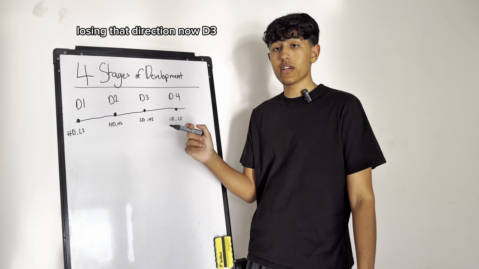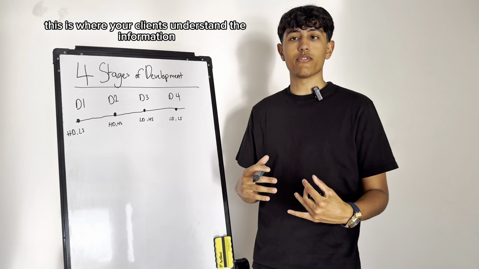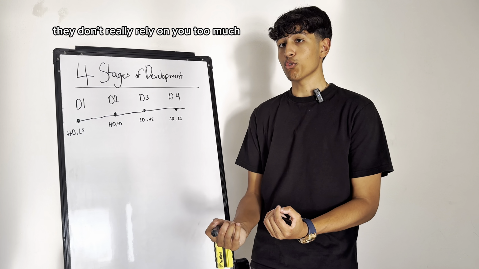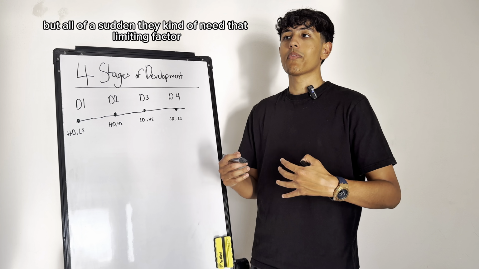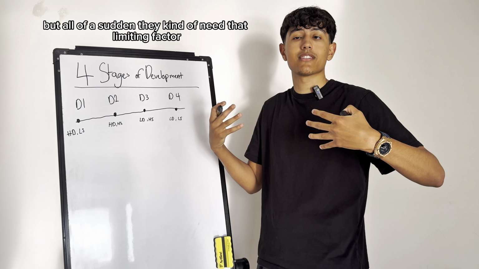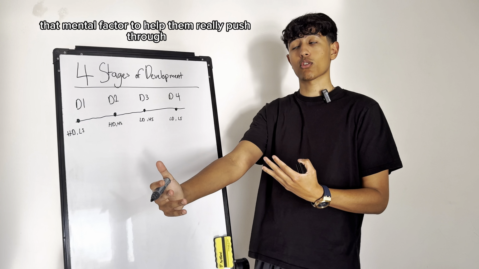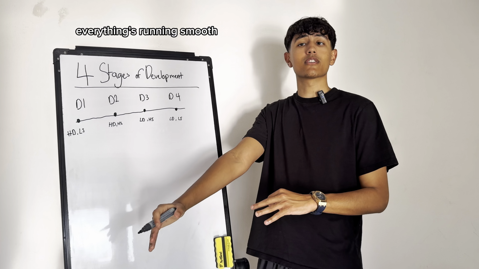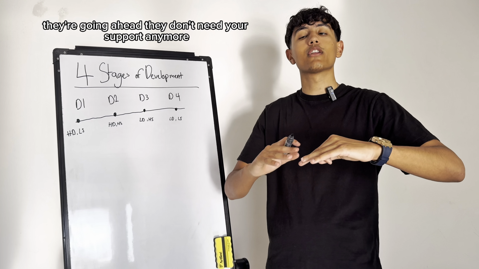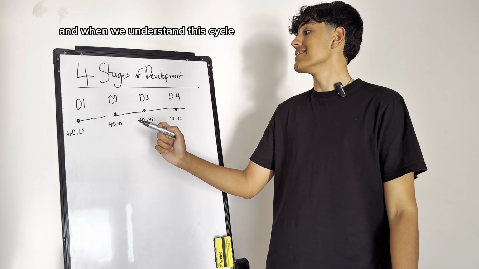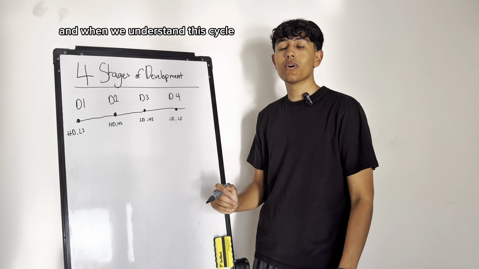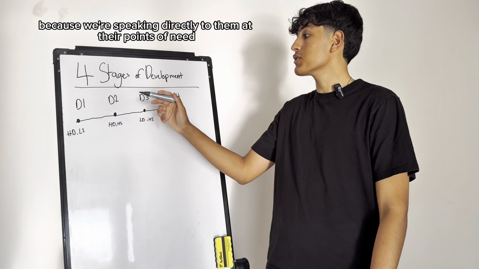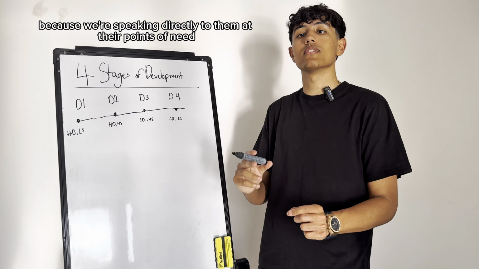Now, D3, this is where your clients understand the information and start implementing it. They don't really rely on you too much, but all of a sudden they kind of need that limiting factor, that mental factor to help them really push through. And now D4, where they understand everything, everything's running smooth, they're going ahead, and they don't need your support anymore. When we understand this cycle, this is exactly what will set us apart from our competition, because we're speaking directly to them at their points of need.